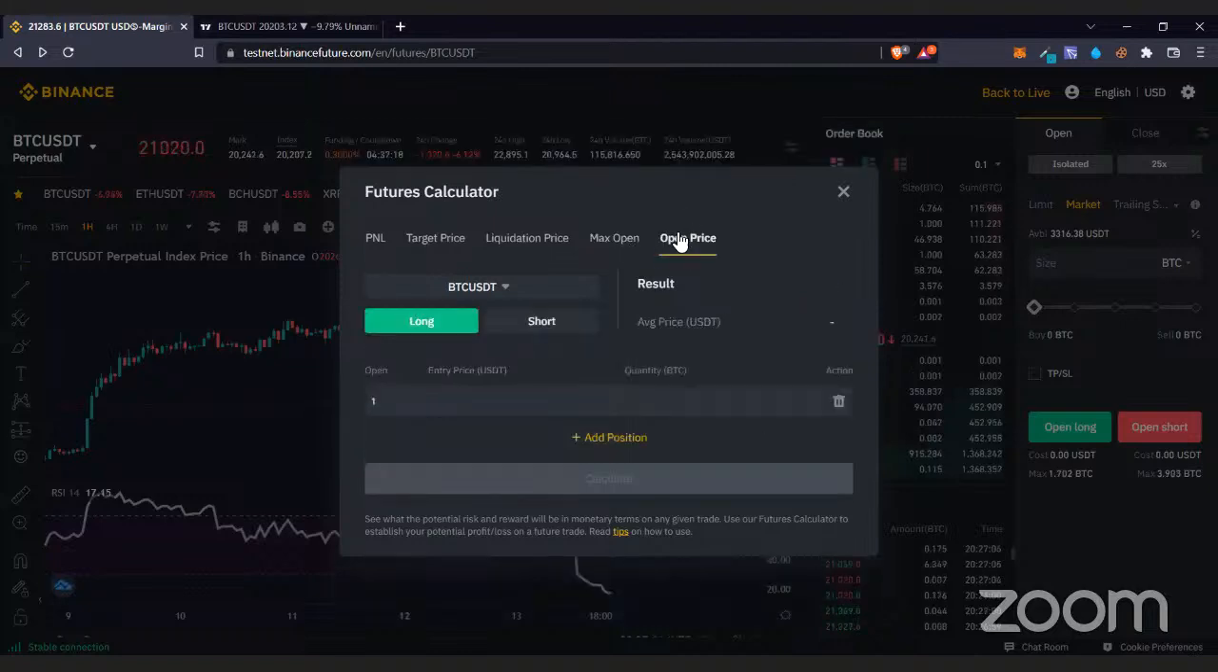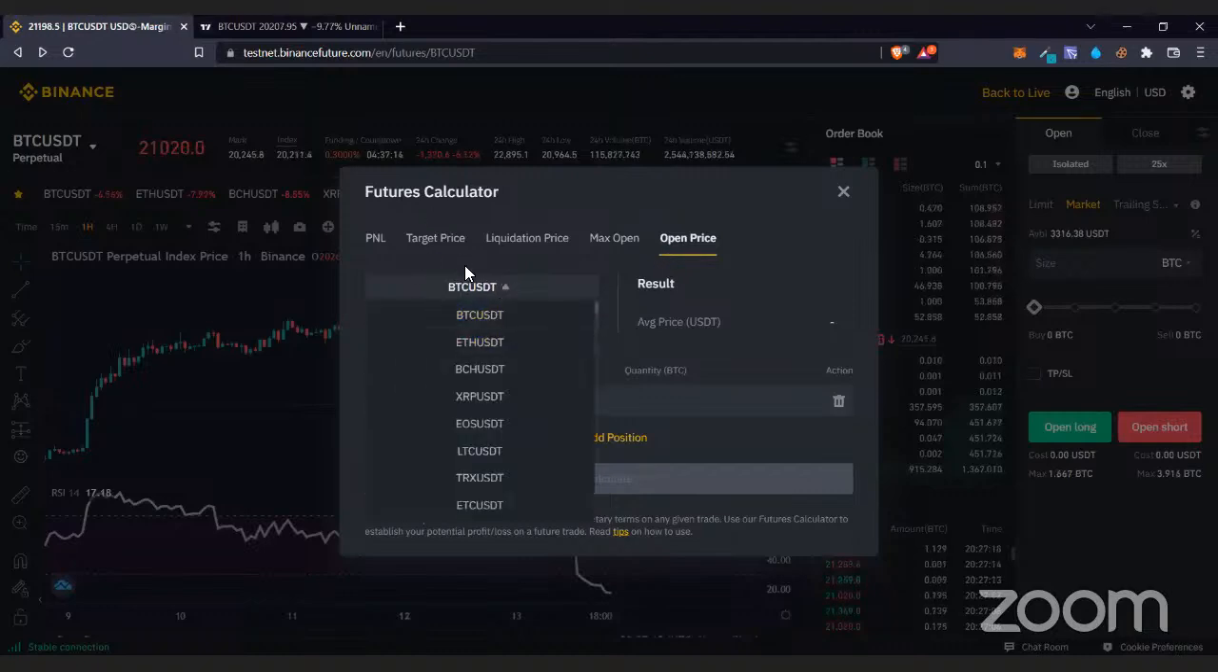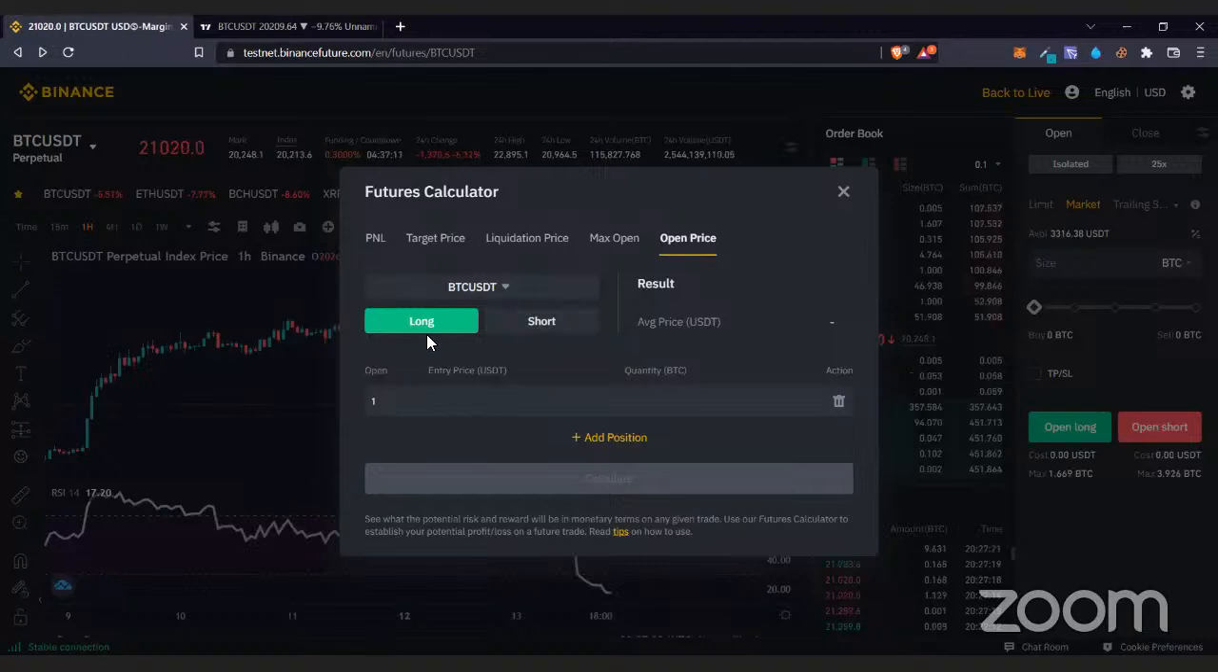And the last option here is the open price. The same thing, you select the coin you want to trade or do the calculation for. You can do it for a long or short position. Now, the way this works is more or less like the Martingale strategy trading style. So let's say for Bitcoin, I enter the price now at 21,000, for instance. I'm calculating this for the long position too.